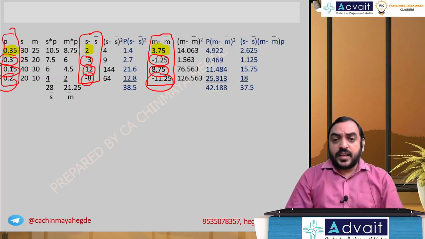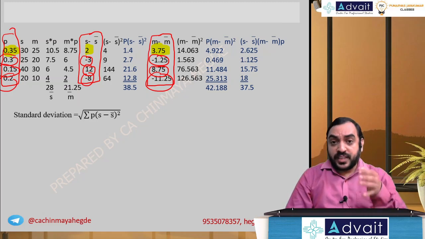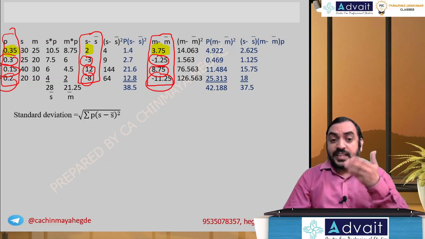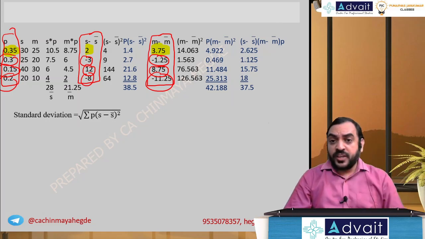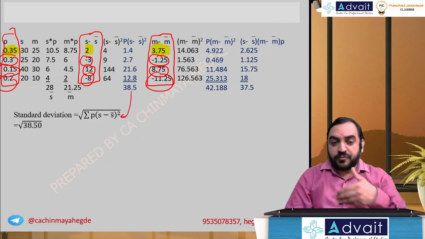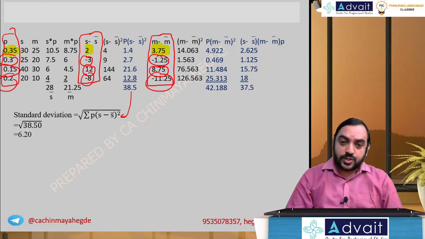Then standard deviation of security, that is the square root of S minus S bar whole square into P. No need to divide by N. When probability is there, no need to divide by N. Probability will take care of it. That is this column directly. This is its variance actually. Variance is 38.5. Square root of it, you get standard deviation.